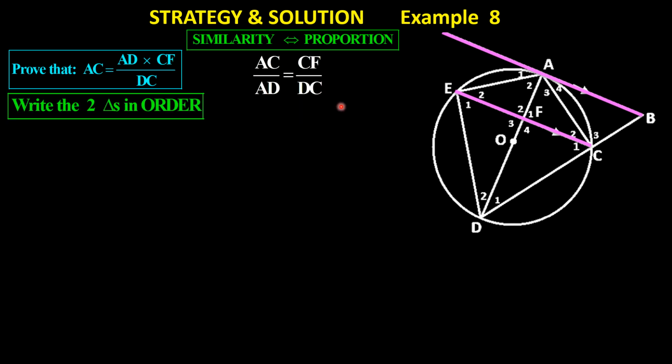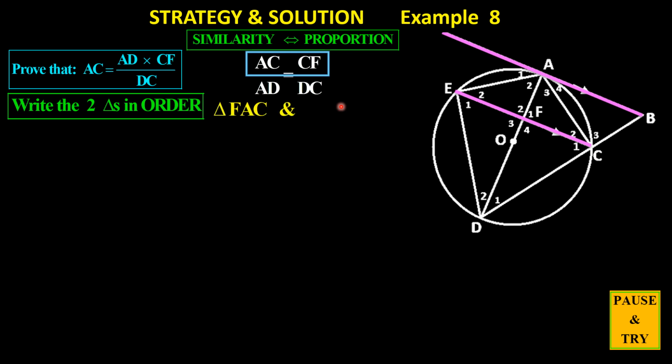And what's our objective? We want to get two triangles in order. So let's just take the numerators. Let's look at AC over CF. Let's focus there. So I get a triangle ACF, and I get another triangle, ADC. But we just want to get it in the correct order. So ACF, that means it's going to be FAC. And the other one, ADC, that's going to become CAD. There we got it in the correct order. Let's just identify the two triangles: FAC, and the other one is CAD. So that's what we need to focus on.